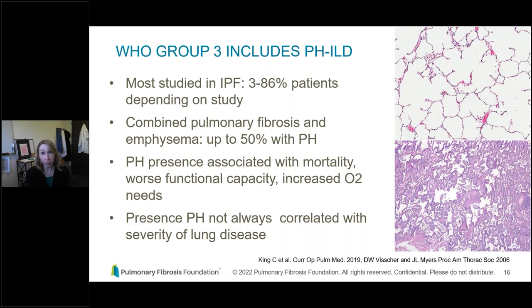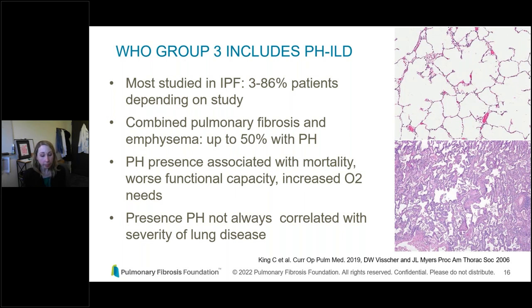We know that when pulmonary fibrosis, or scarring, is combined with emphysema, so the kind of floppy air sacs, up to half of those folks will have pulmonary hypertension. When pulmonary hypertension is present with the interstitial lung disease, it's associated with higher risk for death, worse functional capacity, and often increased oxygen requirements.